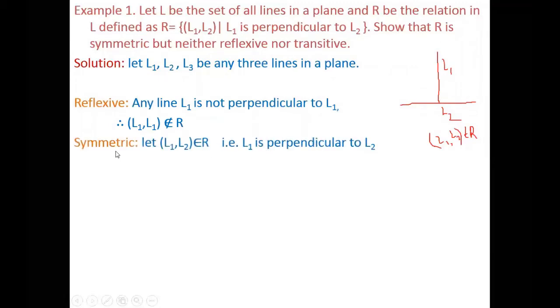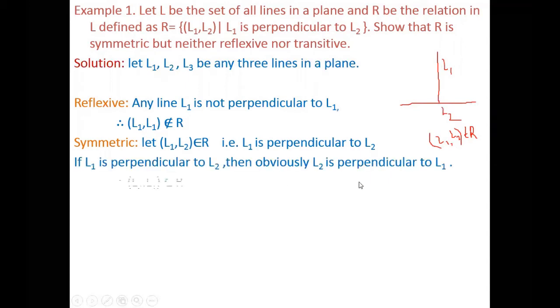Now similarly, symmetric. (L1, L2) belongs to R, that means L1 is perpendicular to L2. From here we can conclude that L2 is also perpendicular to L1. That's why we can write (L2, L1) belongs to R.